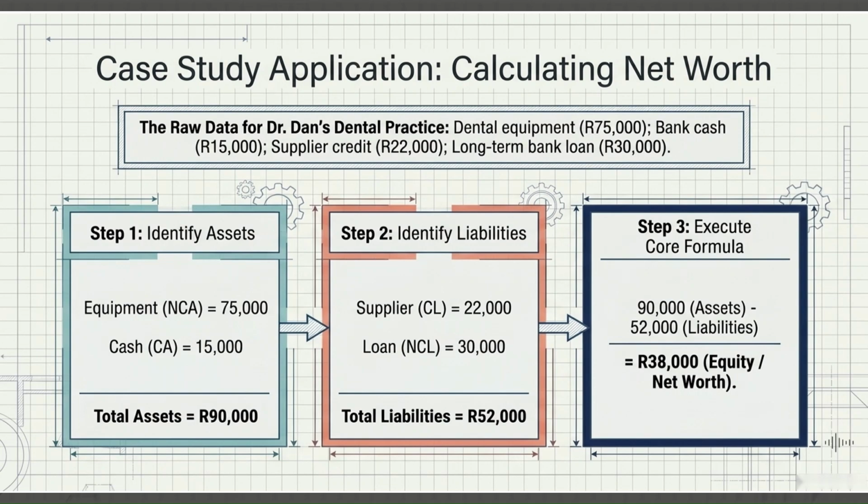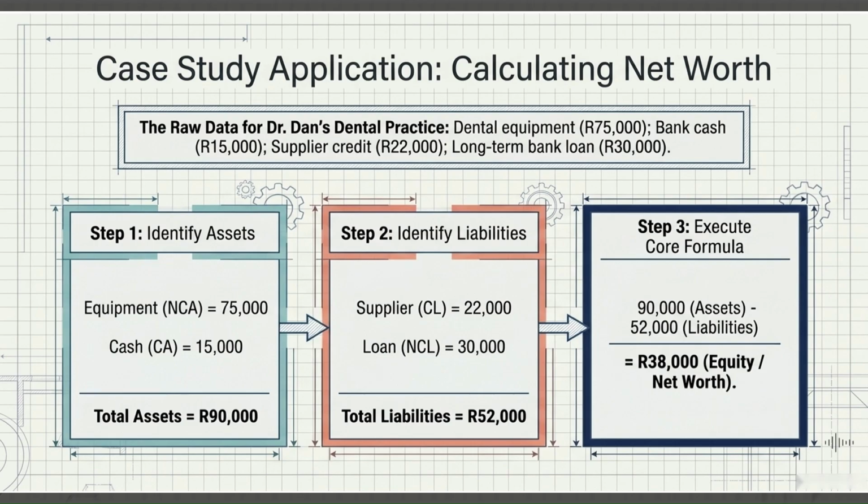Step one: identify the asset. The dental equipment is a resource he controls from a past purchase, generating future benefit by allowing him to treat patients. It is an asset and non-current because it will serve him for well over a year. The 15,000 Rand in the bank is a current asset. Together, total assets of 90,000 Rand.